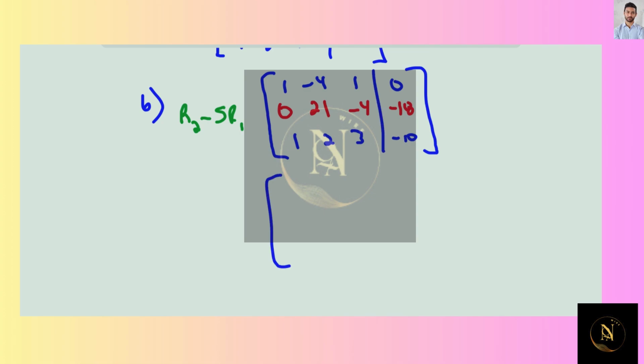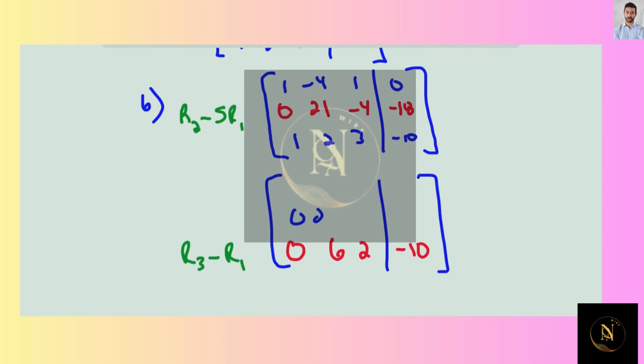Then we can get a 0 in row 3 if we take row 3 and we subtract row 1. So 1 minus 1, 2 minus negative 4, 3 minus 1, negative 10 minus 0. And rows 1 and 2 remain the same.